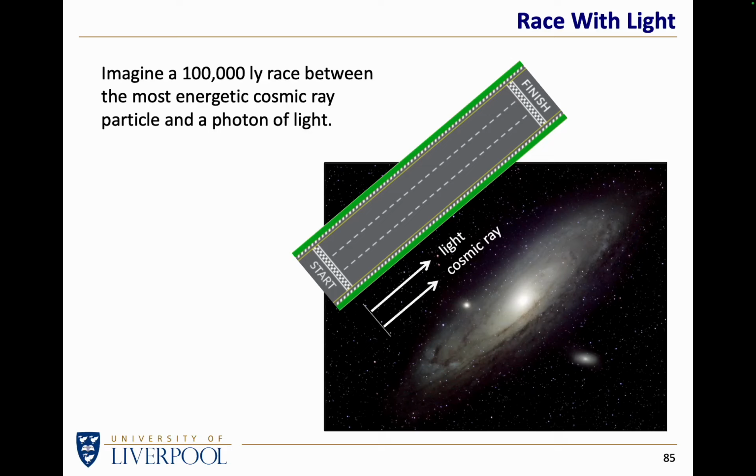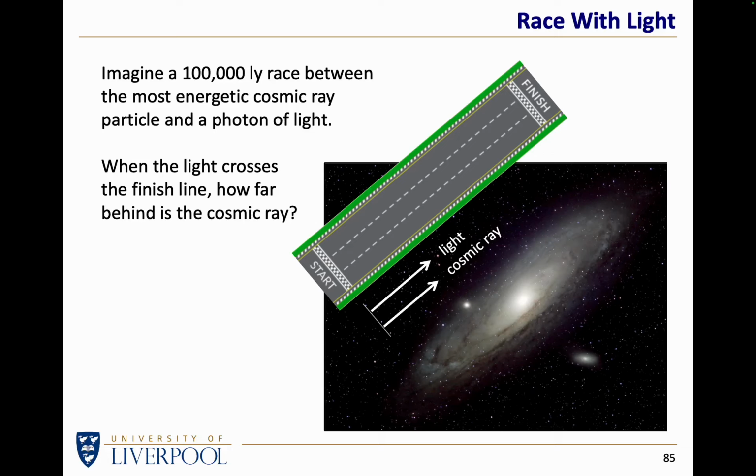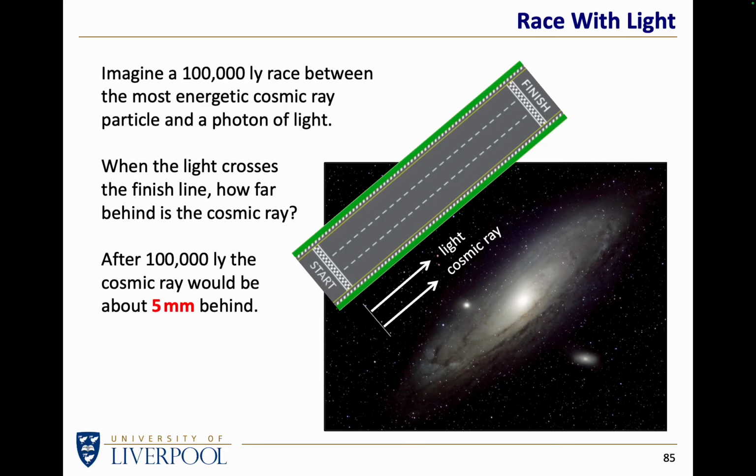The light and the cosmic ray are going to start at exactly the same time, and they are going to run down this racetrack. Now, if we're talking about a perfect vacuum, then of course the cosmic ray can't go faster than light. Of course, light must win the race. But the question is, when the light crosses the finishing line, how far behind it is the cosmic ray that's traveling close to the speed of light? After a journey of 100,000 light years, the cosmic ray will be behind the light by an amount equal to 5 millimeters.